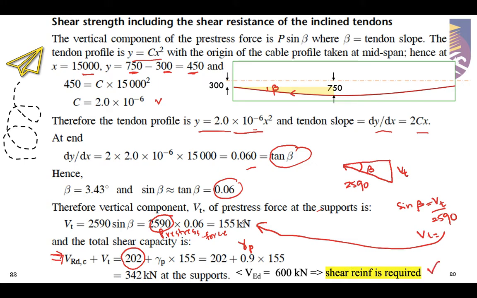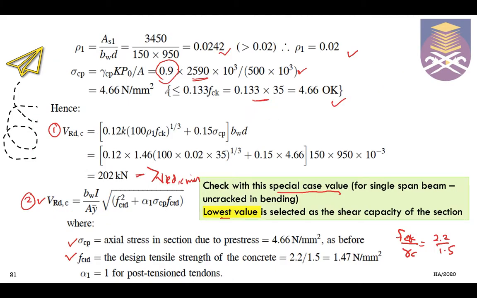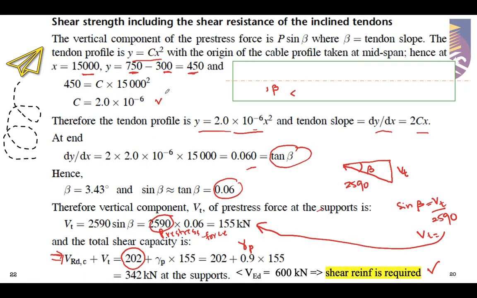If we go back to the flow chart, we know that VED is now larger than VRDC, therefore we are going to follow this flow, whereas the next step is for us to calculate the VRD max value using the theta value of 22 degrees. So we proceed from there. So that is for the VRDC.